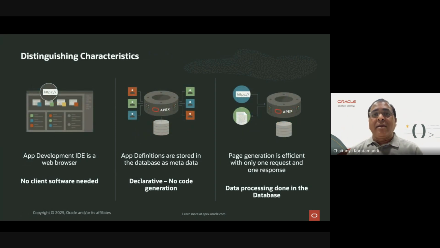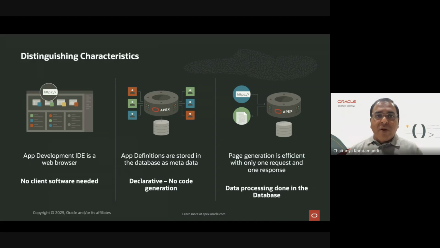What exactly are some distinguishing characteristics of Apex as a low-code platform? LCAP, low-code application platform is what we call it. The entire application development is through a web browser. You don't need to install any client software to build and deploy your Apex applications, right? And the best part is it is completely declarative application development. Means there is no code generation at all.